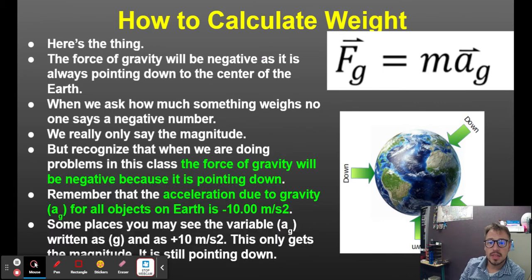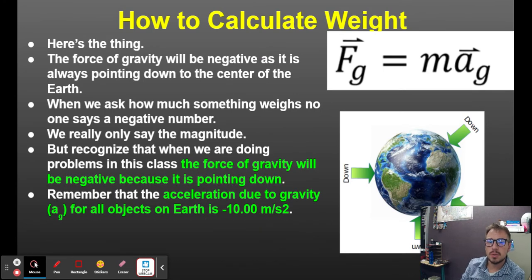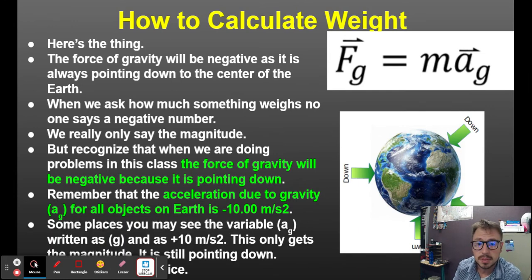Now, notice that the force of gravity will be negative because it's pointing down, right? Weight is negative. It's just always implied that your weight is always going down. If you say, "Hey, how much do you weigh?" nobody's going to say, "I weigh negative 130 pounds," right? It's just implied that it's going down. But when you're calculating it, you need to realize that it is going down. Now, notice it's a very simple equation, right? The force of gravity, that weight, is just the mass times the acceleration of all objects on that planet.